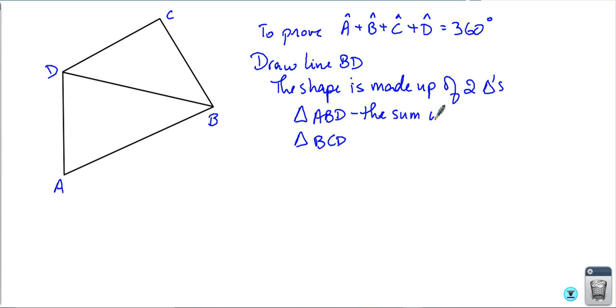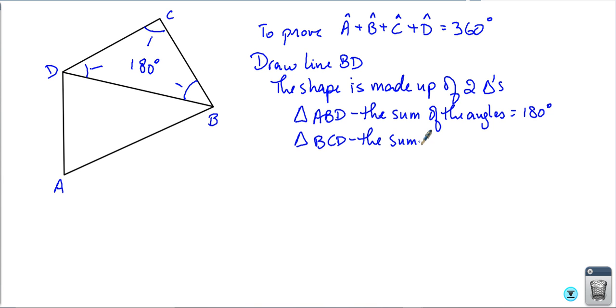Now, the sum of the angles of triangle ABD, as we have seen yesterday, is 180 degrees. So this angle plus this angle plus this angle, they make 180 degrees. Similarly, the sum of the angles of BCD also make 180 degrees because they are angles in a triangle. So this angle, this angle, and this angle, they make up 180 degrees.